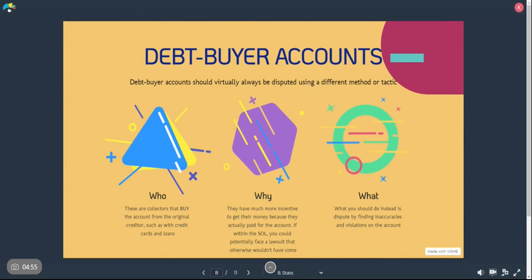So these are collectors that actually buy. They come out of pocket. They buy whole booklets of accounts from the original creditors, such as credit cards and loans. Now, they have much more incentive to get their money because they actually paid for the account. So if it's within the statute of limitations, you could potentially face a lawsuit that otherwise wouldn't have come.